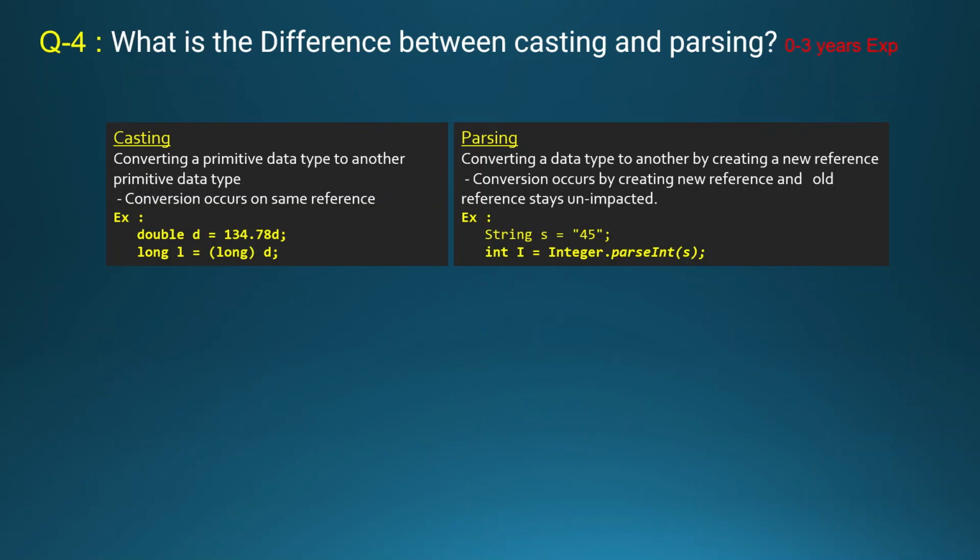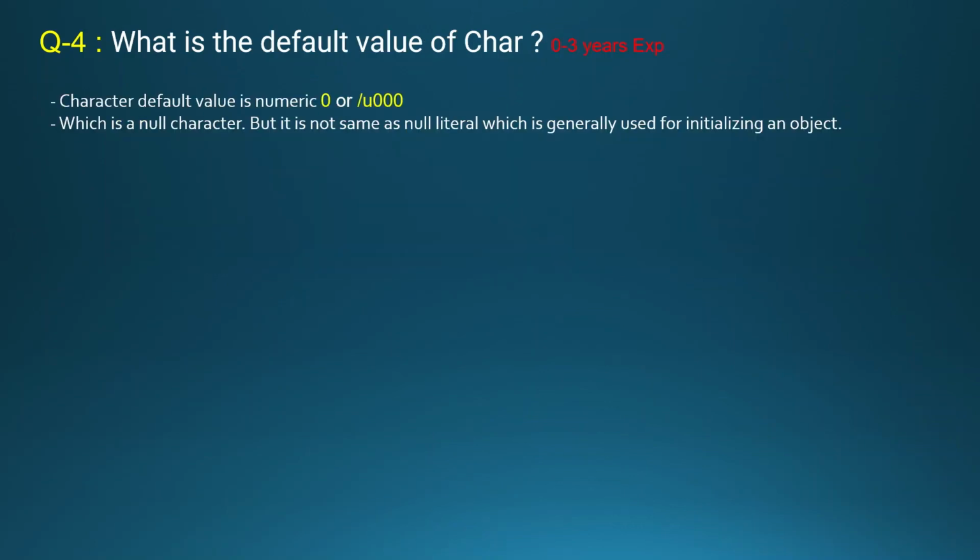Let's go for the next question. This is a very common question: what is the default value of char? Some people say space, but it is not. Some people say null, but it's not. Null is for objects; it is not a character. The character's default numeric value is 0, and the Unicode is \u0000, which is a null character. But it is not the null reference, the null literal, which you use like String s equals null, or any class, say XYZ obj equals null.